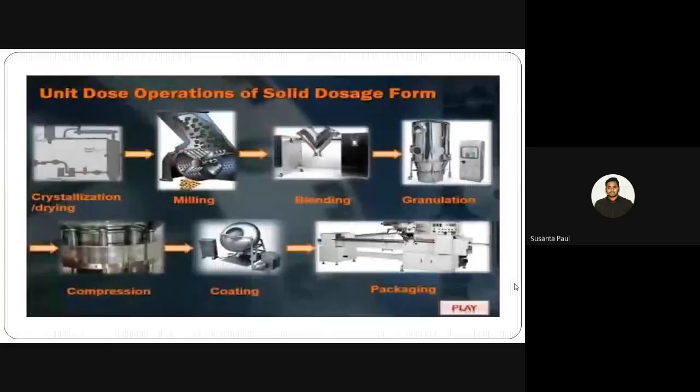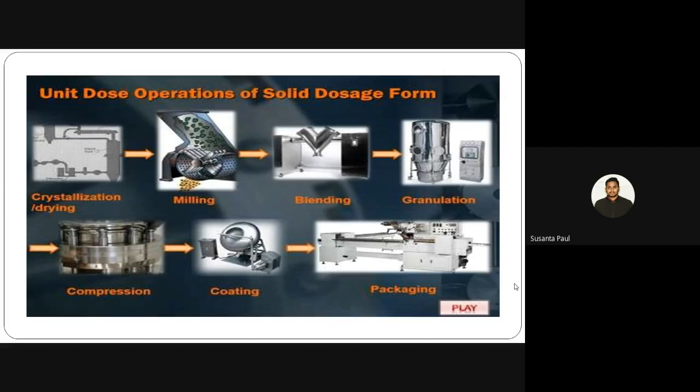So let's start. In my previous class, I discussed the definition of tablet and its advantages and disadvantages. There are various types of tablets that can be found in the market. Tablets are a solid dosage form that contains the medicament or medicaments. Usually their shape is circular and they may be flat. Tablets can be prepared by the compression method, and hence they are called compressed tablets.